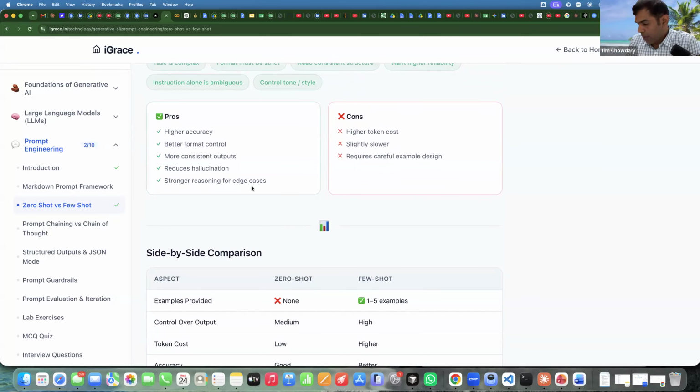I'd like to stress a bit more on hallucinations. What is hallucination? Any idea? Where the model doesn't understand the context properly and tries to give some indirect answers. Exactly. Guess. Guess is the right answer. The model guesses something because our input is not clear, right? It takes some assumptions and generates some incorrect output.